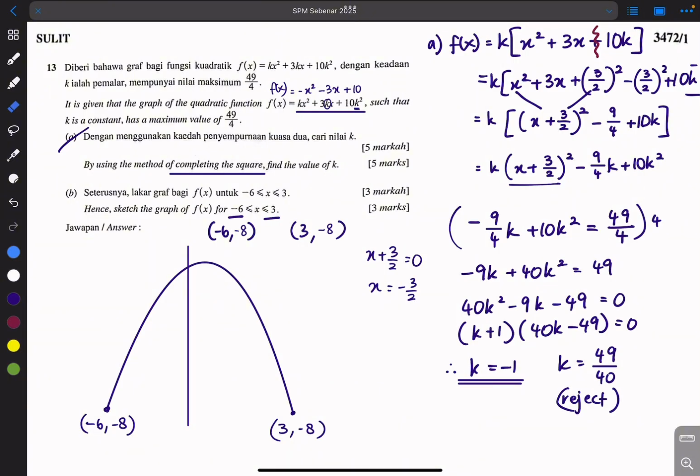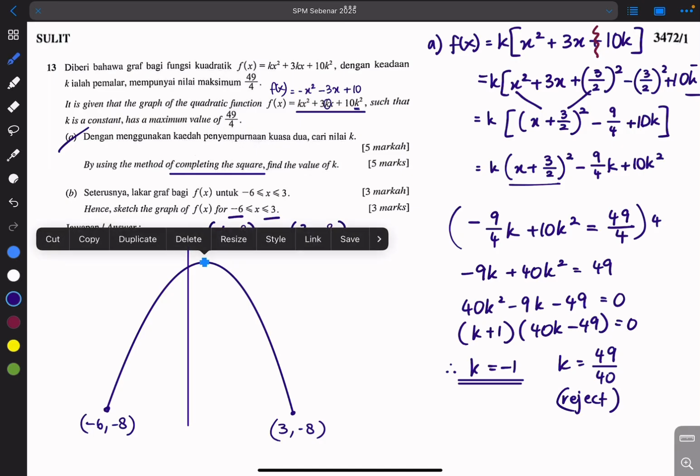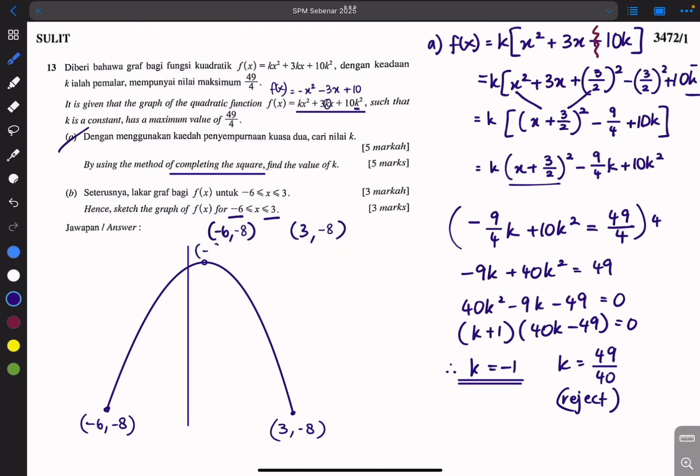This one I don't think you need to show, but you can show if you want. So this point up here is negative 3 over 2, and the y coordinate of this is 49 over 4. The whole point of completing the square is to find the maximum coordinates. X we know, y they gave us here, 49 over 4. So we can write this here now. So our x-axis will be somewhere here actually.